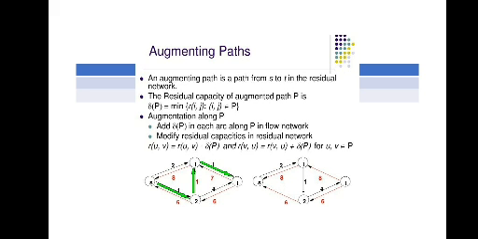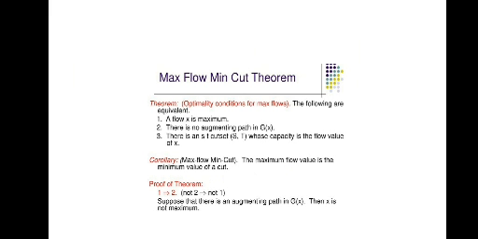Now let's see augmentation along P. First of all, add rho(P) to each arc along P in the flow network. Then modify residual capacities in the residual network. Therefore, r(u, v) = r(u, v) minus rho(P), and r(v, u) = r(v, u) plus rho(P) for (u, v) belongs to P.